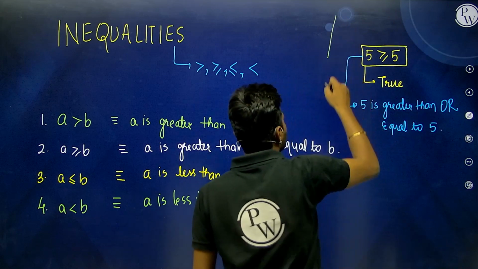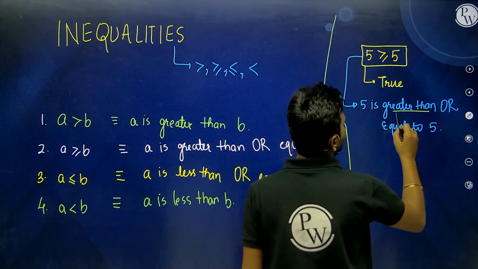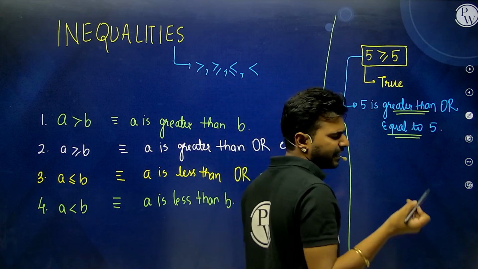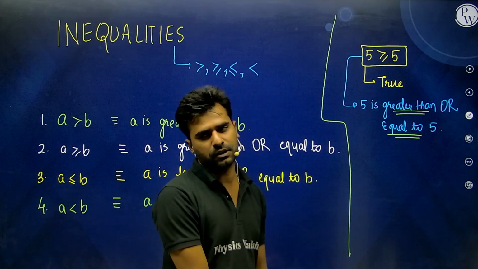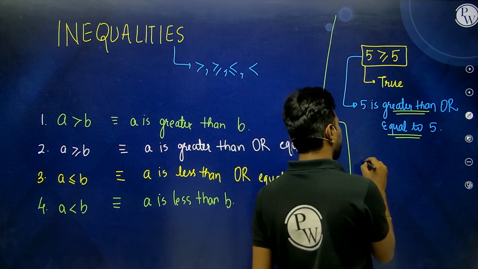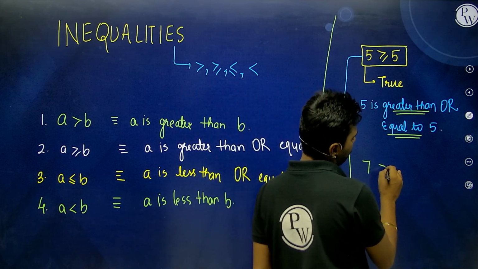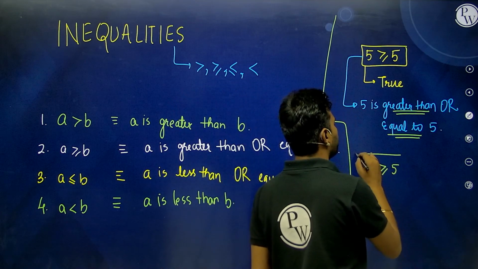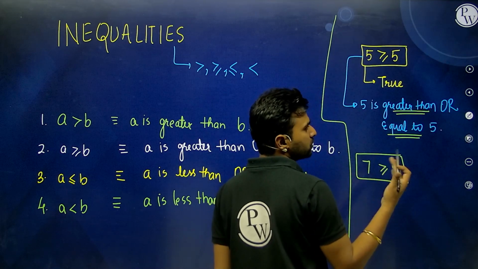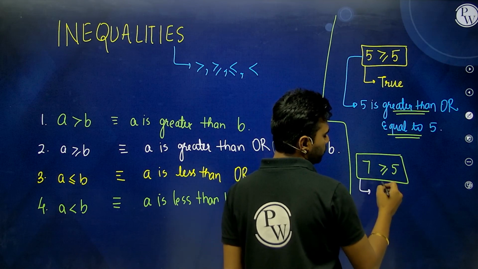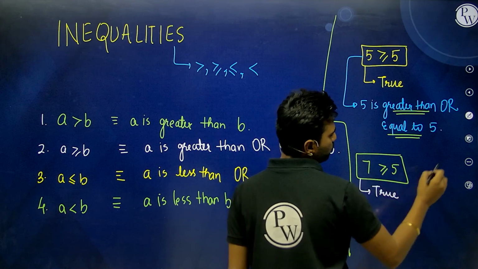Any confusion? If out of these two, greater than or equal to, any one thing is happening, then this has to be correct, because "or" is coming in between. Let's take this problem up. Is this true or false? 7 is definitely greater than 5, though 7 is not equal to 5. So out of those two things, one thing is happening, so this has to be true.